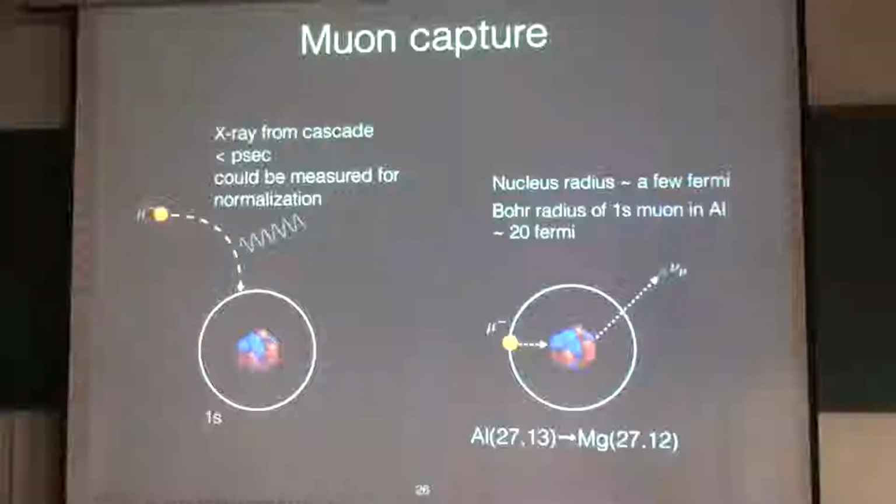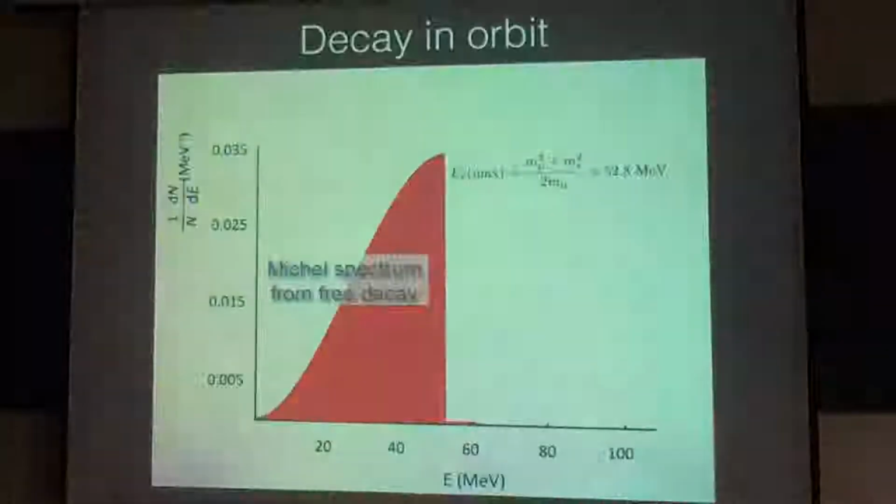So this is just a picture of what I just said: the muon falls into the 1S state and emits an X-ray. We can measure this for our normalization and to count how many muons fall into the nucleus. The nucleus radius is a few Fermi, for aluminum about 4 Fermi or so, and the Bohr radius of the 1S state of the muon in aluminum will be about 20 Fermi. So there's some substantial overlap in the wave functions. So that is how you capture.